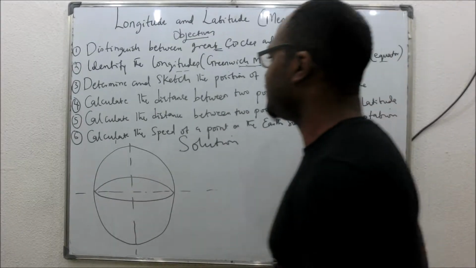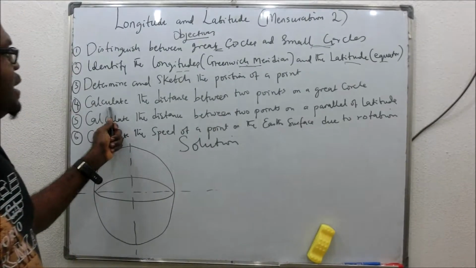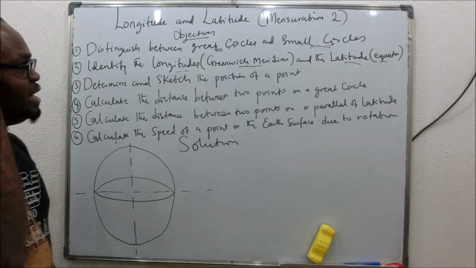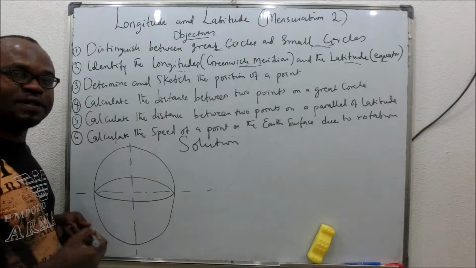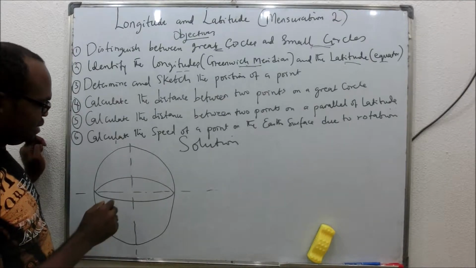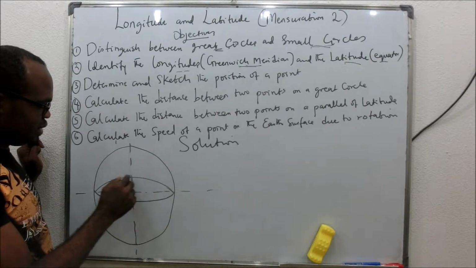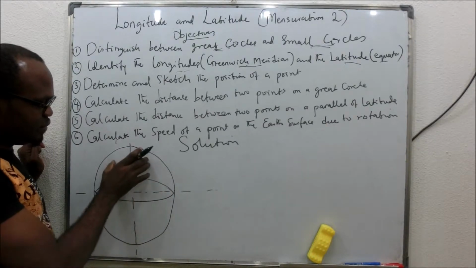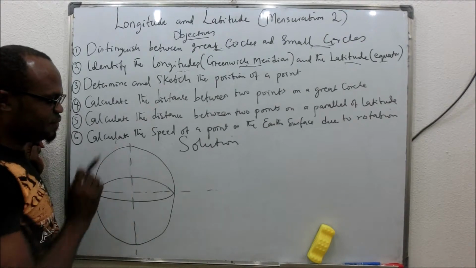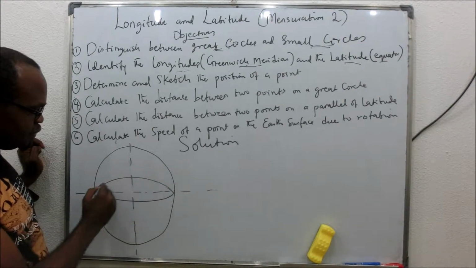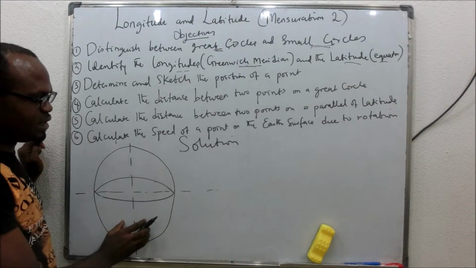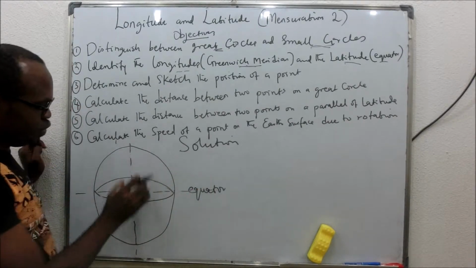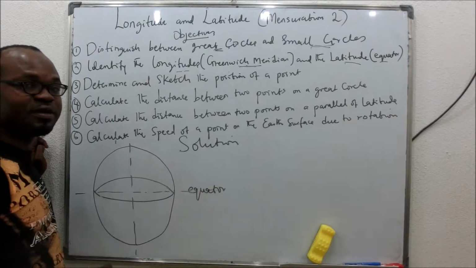Now we should also be able to calculate the distance between 2 points on a great circle. I told us that great circles are those circles that if you cut the Earth through them, you get perfect equal sides. So let's say you cut the Earth through this circle, you are going to have equal sides. Once you cut the Earth through the equator, you get two equal parts because the equator is a great circle.